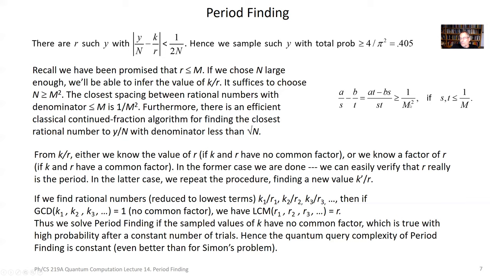And so what we're going to want to do is to choose our n to be at least as large as m squared. And then we know y over n, but now n might be much larger than the period. n could be much larger than m. However, there will be a unique rational number, within distance 1 over 2n of y over n, which has a denominator which is less than m. See, I chose n large enough, so we get a fine enough sampling of the value of y over n that there will be a unique rational number. We don't know what r is, but we know it can't be larger than m. We'll be able to find a unique rational number with a denominator which is no larger than m when we get those outcomes that occur with reasonable probability, with 40% probability.